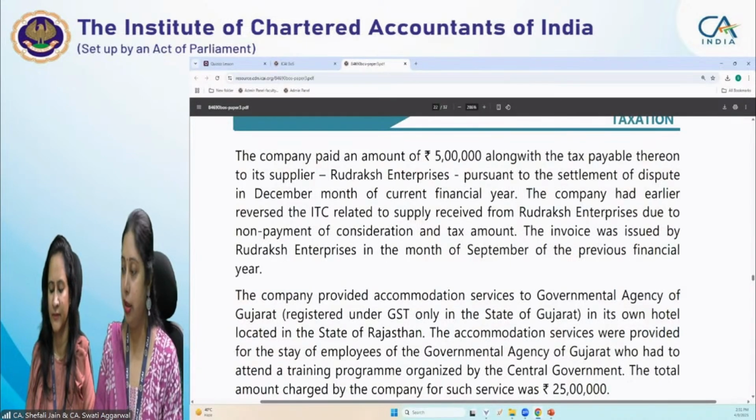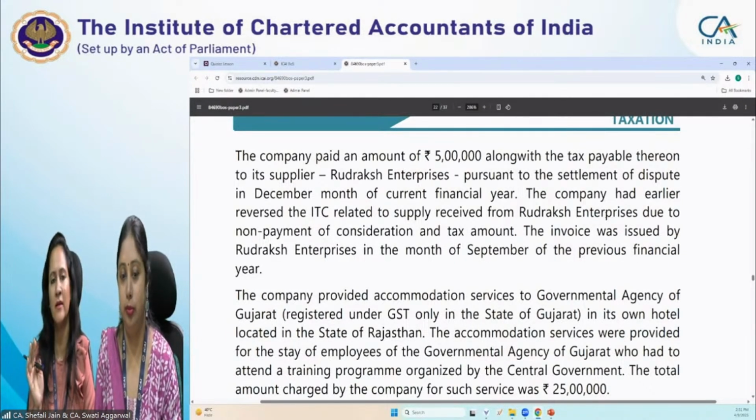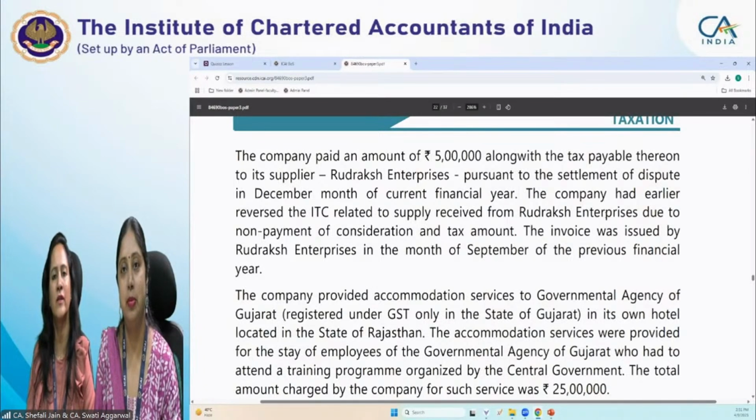रिवर्स करने के बाद now when you make the payment, yes, reverse कर दिया आपने, but even after reversal, you can pay to the supplier. So whenever the recipient pays to the supplier the value of the goods or the services along with the tax, then he is entitled to avail of the credit of ITC on the payment made to him of the amount towards the value of supply along with the tax payable thereon.